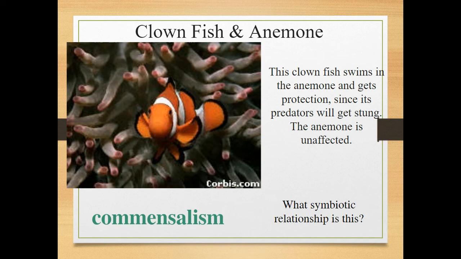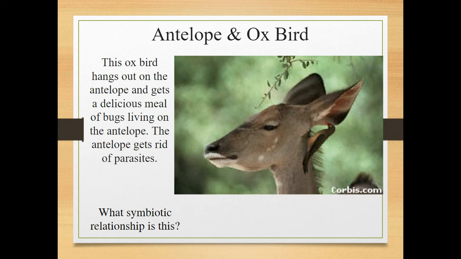The antelope and the oxpecker. This oxpecker hangs out on the antelope and gets a delicious meal of bugs living on the antelope, and the antelope gets rid of parasites. So, what type of relationship is that? The oxpecker gets food and the antelope gets rid of parasites. I would call that a win-win. So, that is mutualism because they're both benefiting.